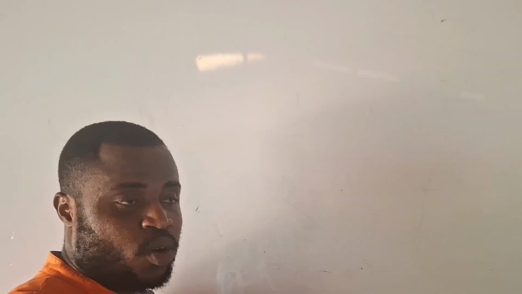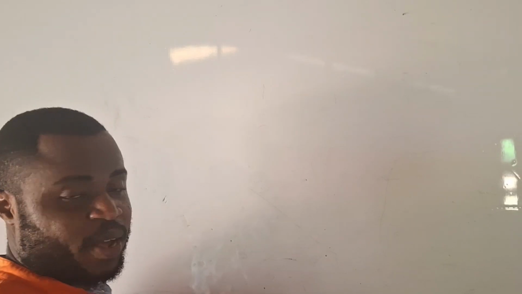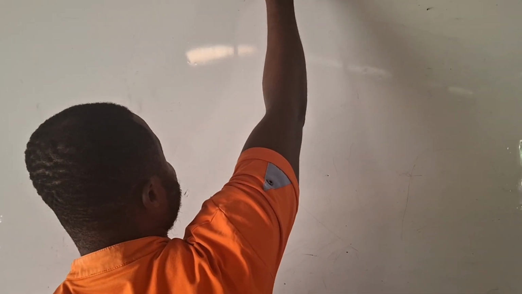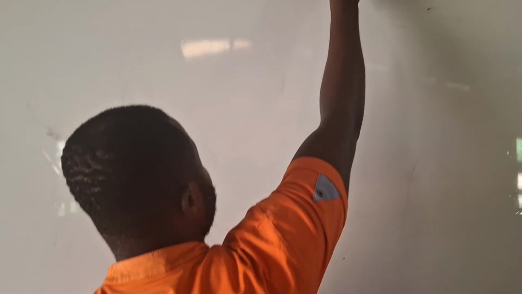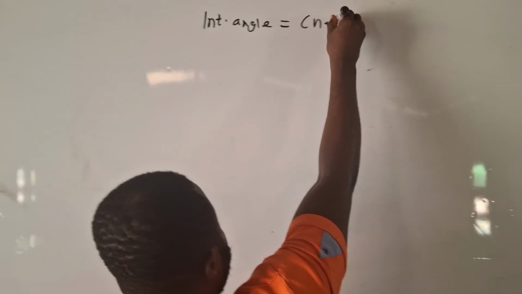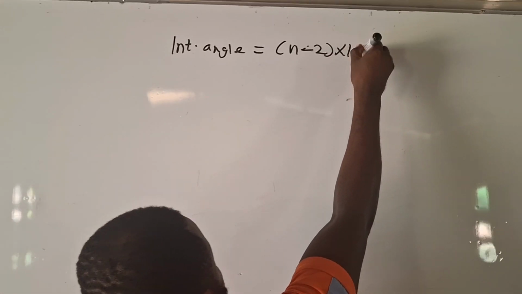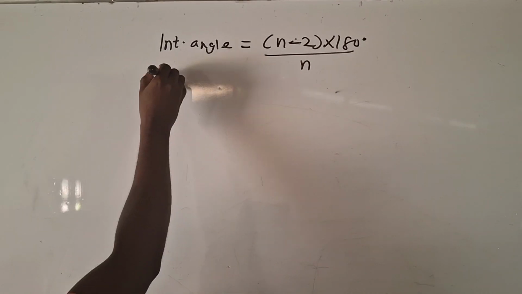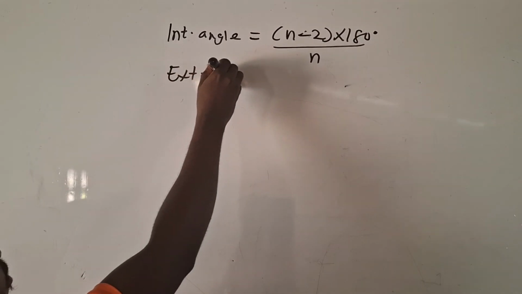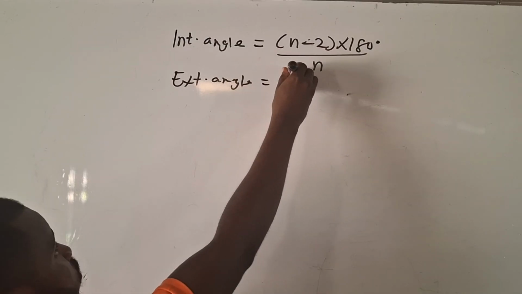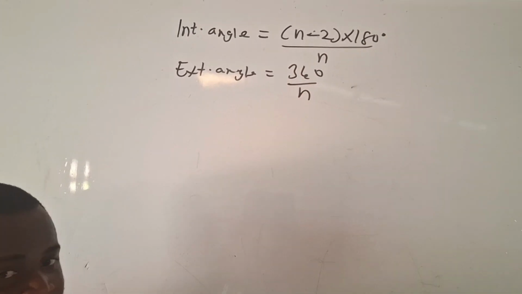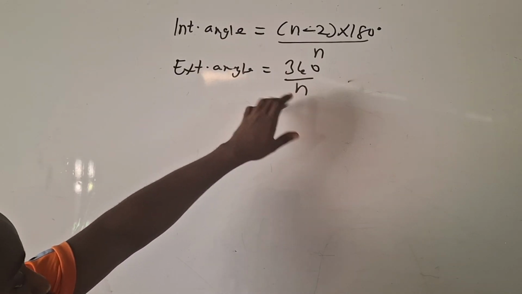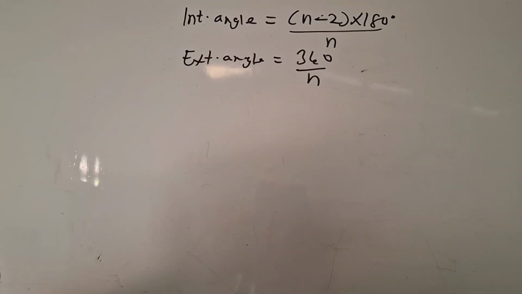I've told you the interior angle is the same as each interior angle. Now what's the formula? The interior angle of a polygon, the formula is n minus 2 times 180 all over n. Now what is the exterior angle? Exterior angle is also 360 over n. So they are saying the interior angle is twice the exterior angle.